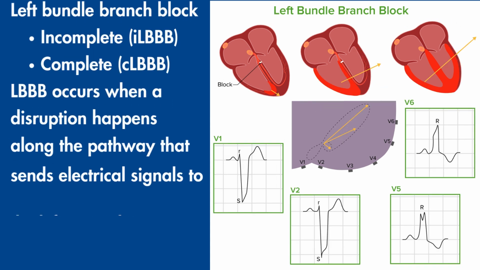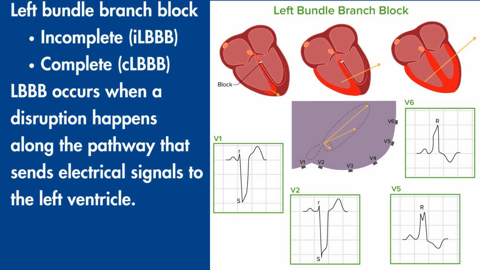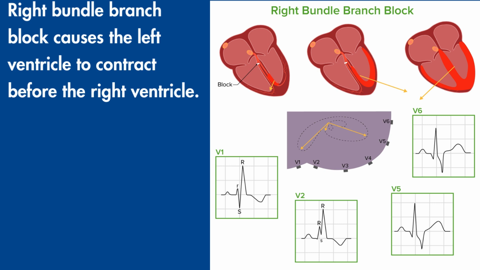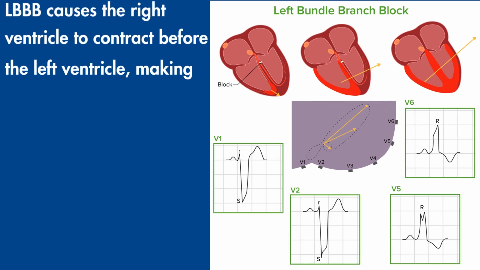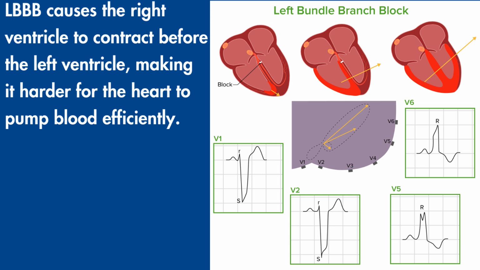Then left bundle branch block. It can be incomplete or complete. Left bundle branch block occurs when a disruption happens along the pathway that sends electrical signals to the left ventricle. Right bundle branch block causes the left ventricle to contract before the right ventricle. Left bundle branch block causes the right ventricle to contract before the left ventricle, making it harder for the heart to pump blood efficiently.